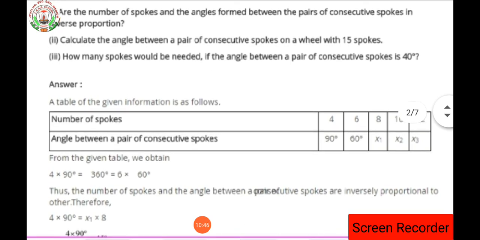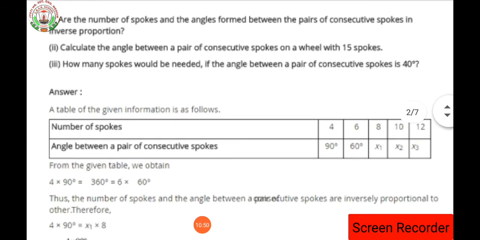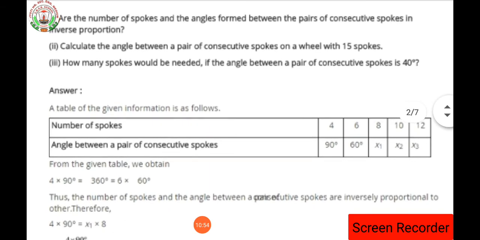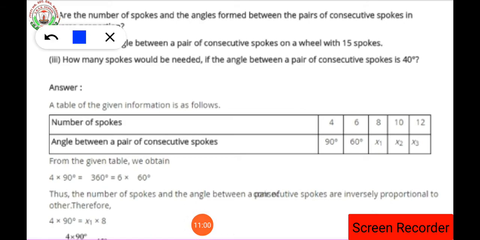If 8 spokes will be there, angle will be x1. If 10 spokes will be there, angle will be x2. If 12 spokes will be there, angle will be x3. So let us consider. As we know that the question is in the form of inverse proportion, how did we find it? That it is in inverse proportion, because when we multiply this 4 into 90, it will be equal to how much?